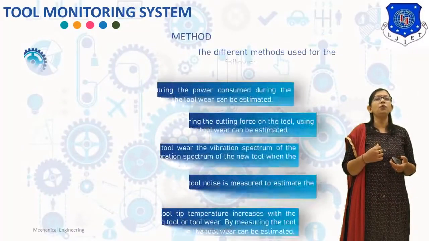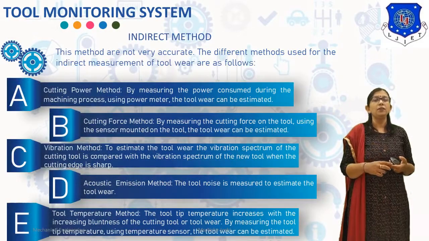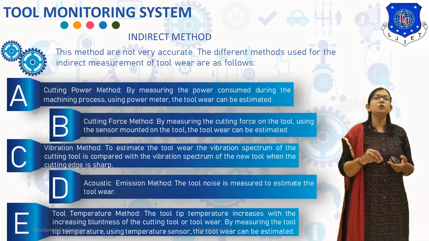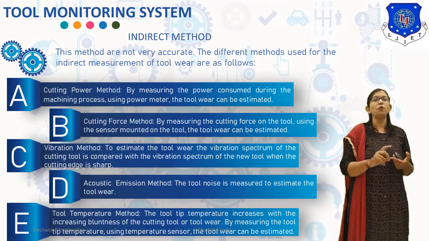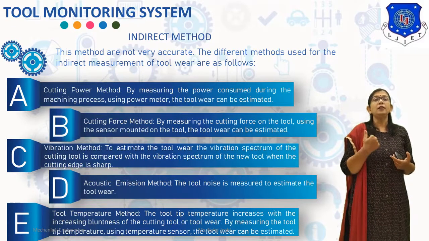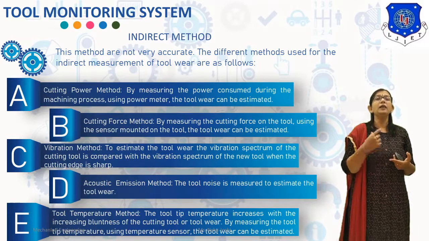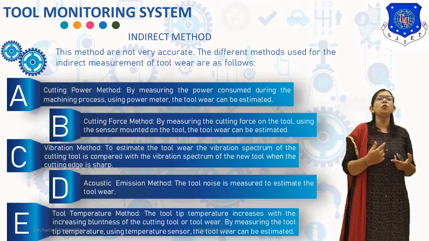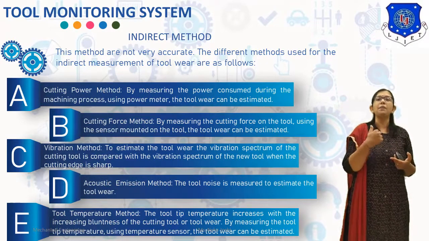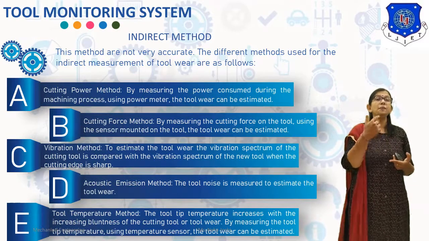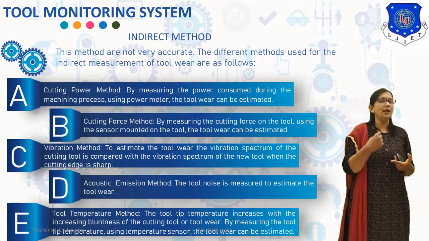Now the next method of tool wear monitoring is the indirect method. These methods are very accurate. The different methods used for the indirect measurement of tool wear are as follows. First one is the cutting power method. Now what is the cutting power method? Cutting power increases with the increasing bluntness of the cutting tool. So the cutting tool wear can be related to the cutting power. By measuring the power consumed during the machining process using a power meter, the tool wear can be estimated.